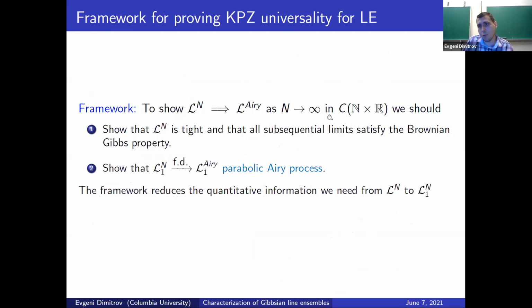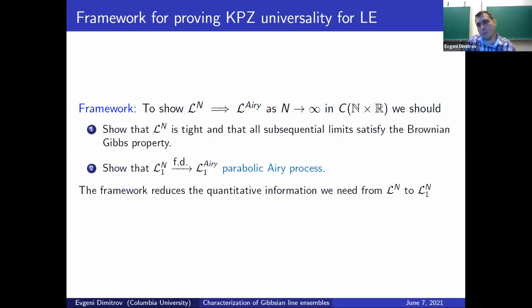We need to establish two things. The first statement is a qualitative statement. We're going to want to show first that these ensembles form a tight sequence, not necessarily convergent, but at least tight, so that you at least know you have some subsequential limits. And moreover, we're going to demand that all subsequential limits satisfy the Brownian Gibbs property.